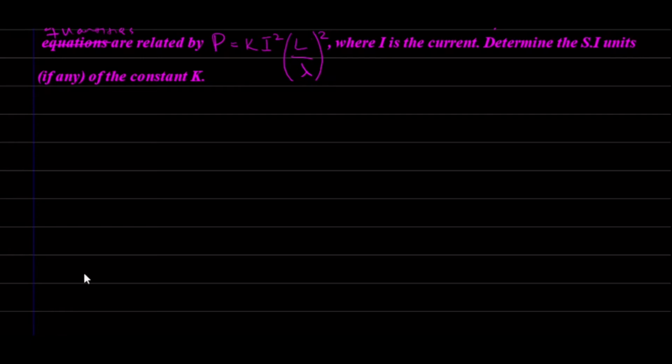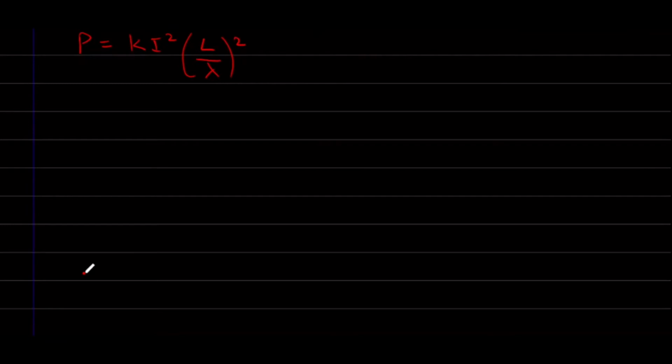How are we going to go about this? Solution. We have to write the equation P is equals to Ki square, then we'll be having L over lambda square. Open this bracket by writing P equals to Ki square L square over lambda square. That is equation 1.